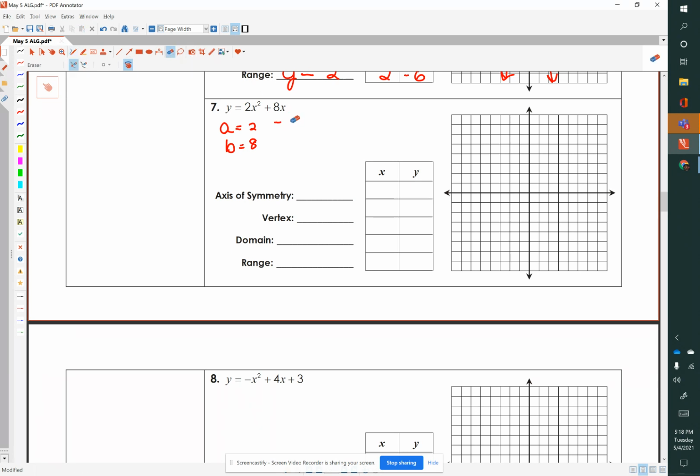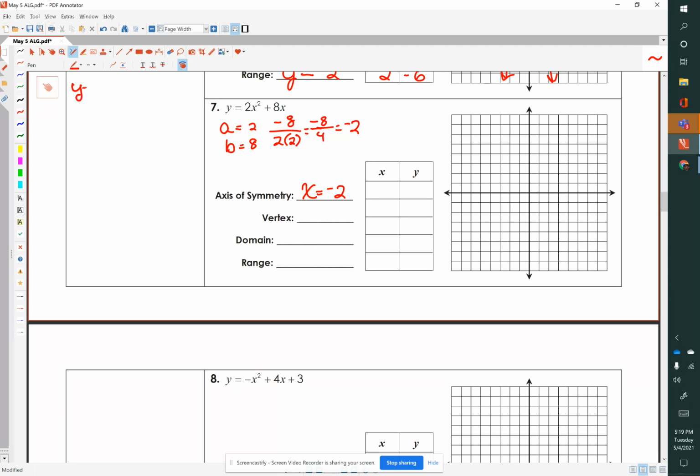So -b, in this case, that would be -8 divided by 2 times the quantity of a, which is 2, which would be -8 divided by 4, which equals -2. So our axis of symmetry is x equals -2. So let's evaluate for the vertex.